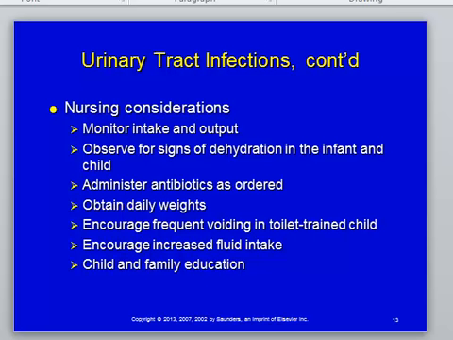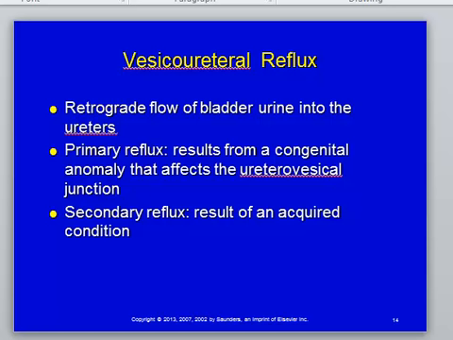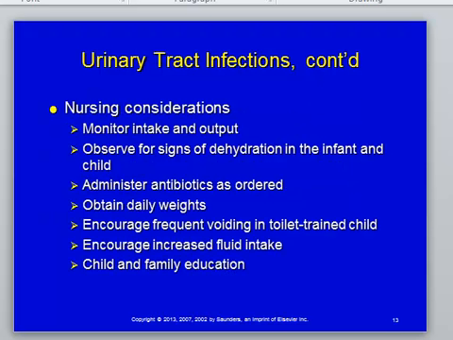Anyway, we also want to encourage increased fluid intake, very important, and it's important to educate the child and family as well. We're going to take a break right here, and we'll continue on another web link for the vesicoureteral reflux. Okay, talk to you in a minute.